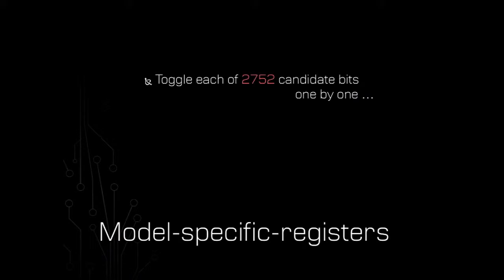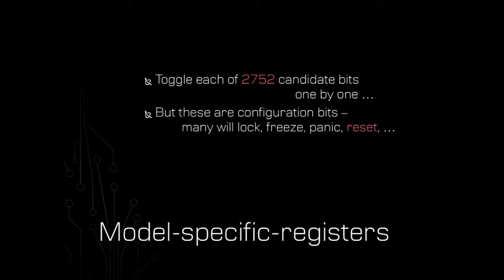What I can do is look at each of those 2,700 candidate MSR bits, and try to toggle each of them one by one. Not doing an instruction scan between each one, but I can just try to toggle each of these bits one at a time. Of course, I'm going to run into some problems. These are configuration bits that control the deepest workings of the processor, and I have no idea what they do. So a lot of them are going to lock the processor, freeze the OS, panic the kernel, or just reset the system entirely.